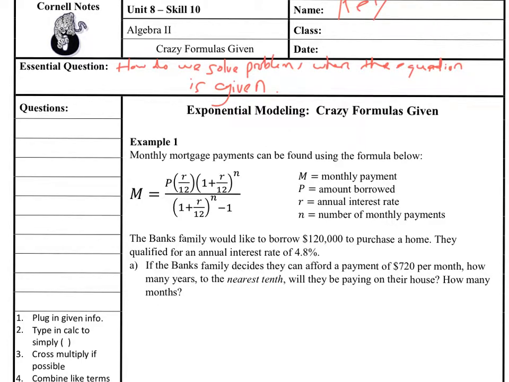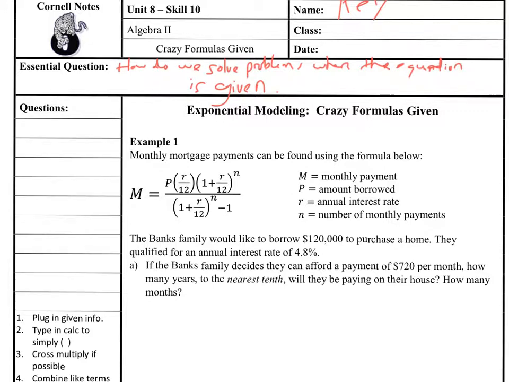Yeah. So how do we solve problems where the equation is given? It really should say, how do we solve problems where the equation is given and is nasty? Just completely nasty and not a whole lot of fun. And the reason it is nasty is because it's a basic level math problem where they're giving you everything but one variable.